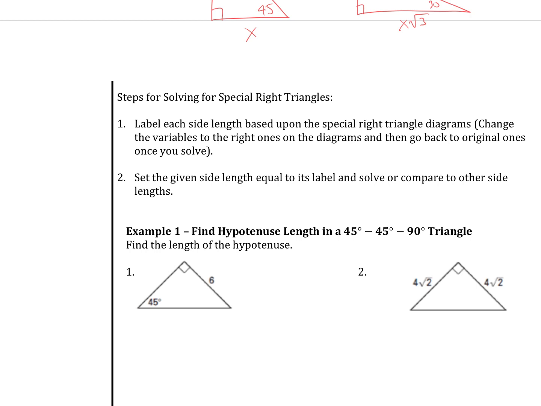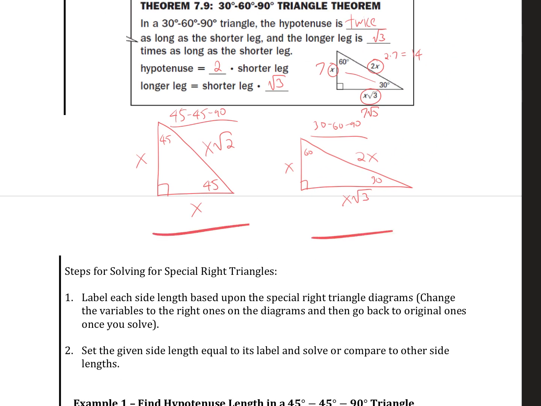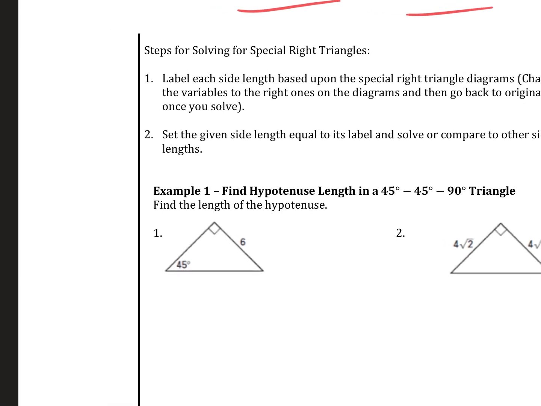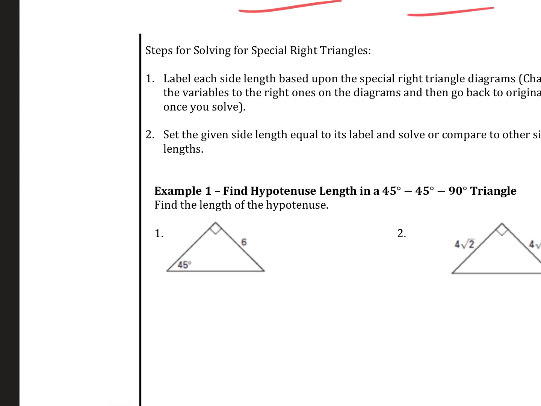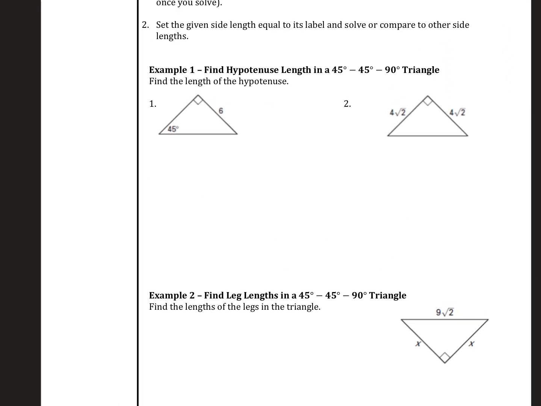So what I'd like to do is, the first thing that would be a good idea is when you have your triangles, label it based on what model it is over here, if it's this one or this one, and then figure out what we have from there, okay? So we're doing a 45, 45, 90 triangle. Let's do number 2 together first, because this one's kind of weird. Actually, we're going to do 1 and 2, and then you'll try example 2, okay?